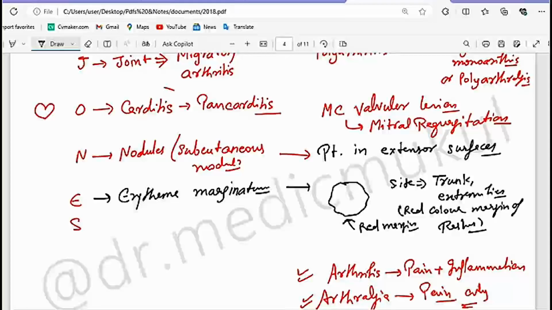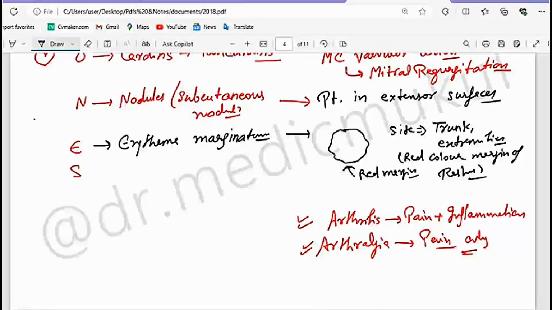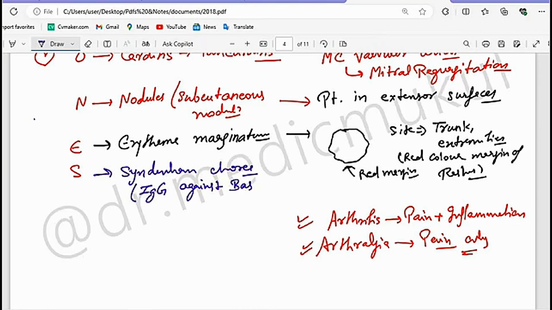Okay, after that we have another S, and the other S is Sydenham chorea. In Sydenham chorea, remember, there is IgG against the basal ganglia. You have to remember which antibody is seen in Sydenham chorea.